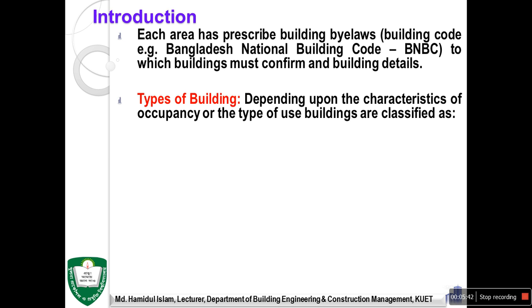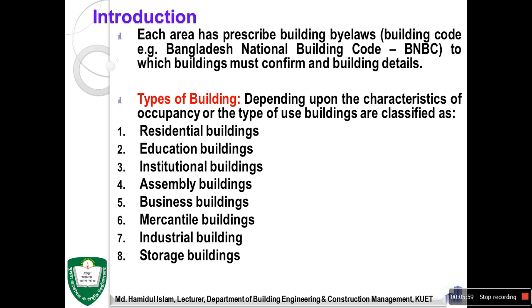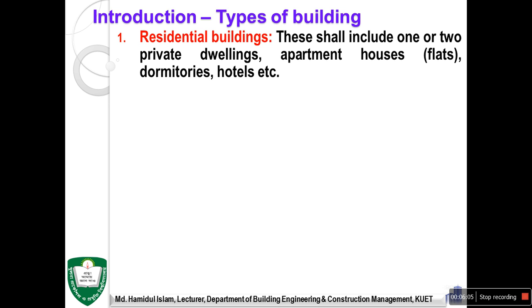And now, types of building. Depending upon the characteristics of occupancy or the type of use, buildings are classified as: first, residential buildings; second, educational building; institutional building, assembly building, business building, mercantile building, industrial building, storage building, and ninth, hazardous building. First, residential building. This shall include one or two private dwellings, apartment house, flat, dormitories, or hotels. That means a private apartment house is called a residential building.